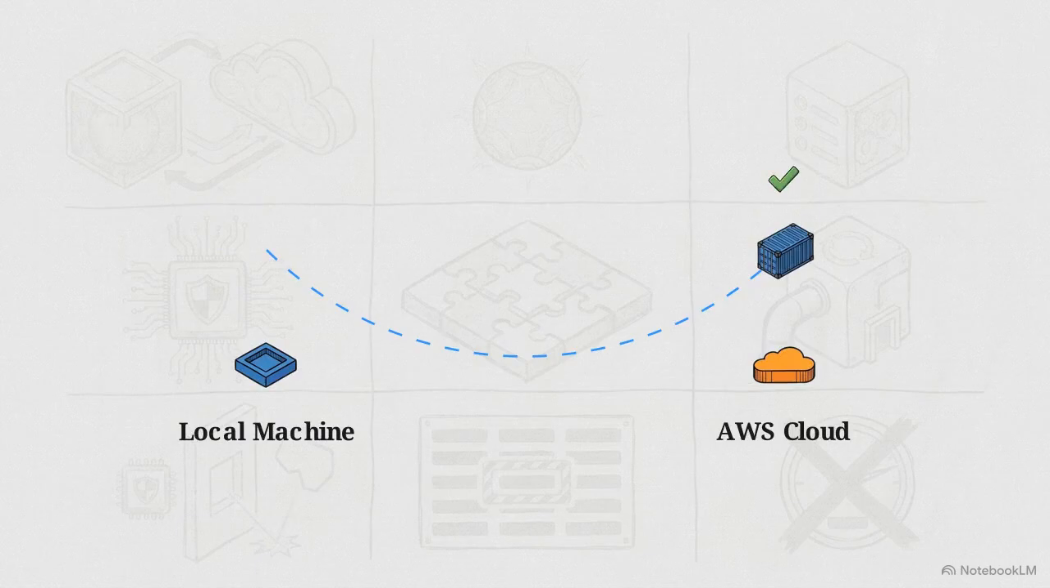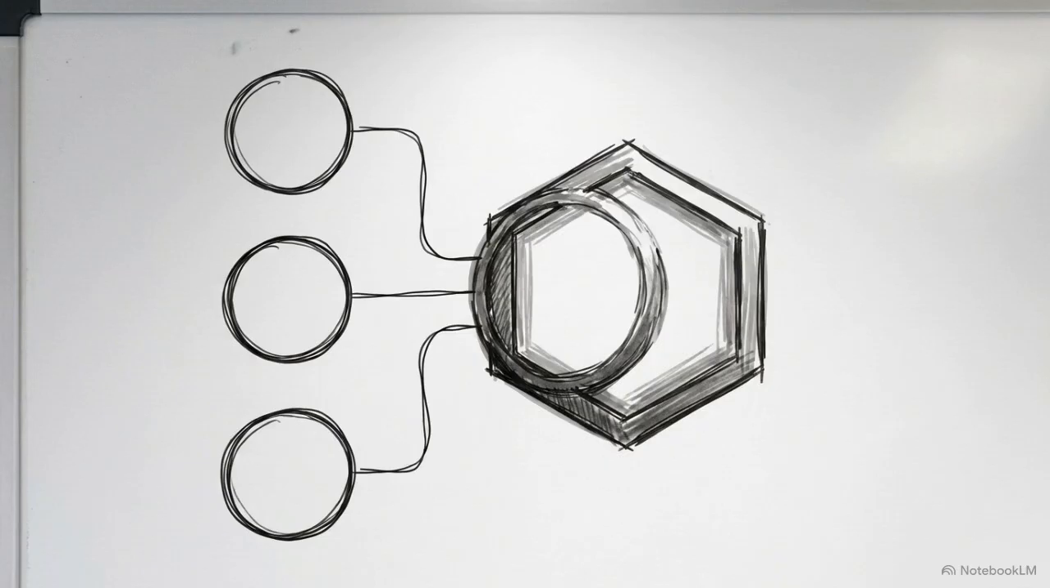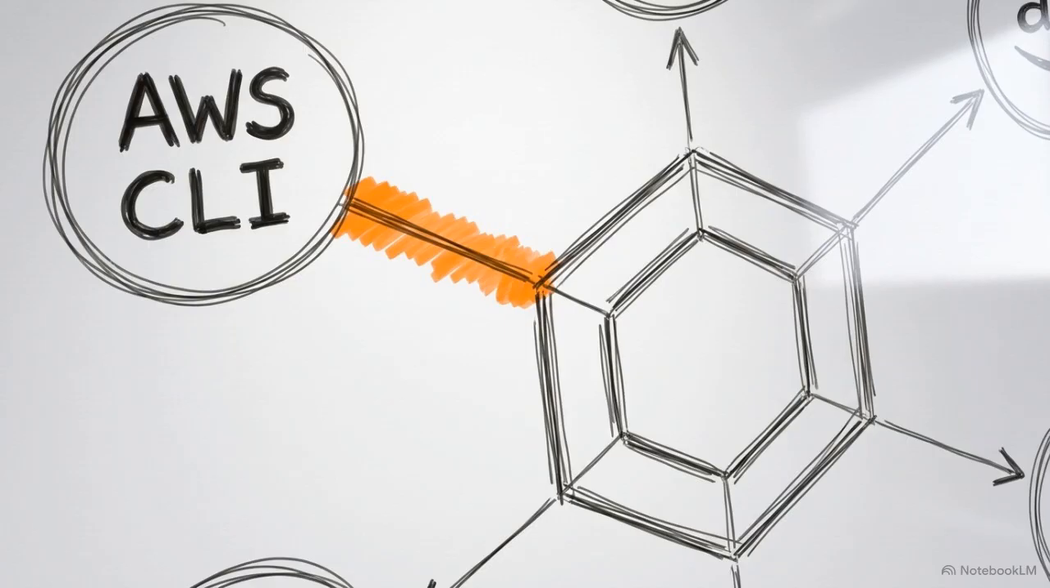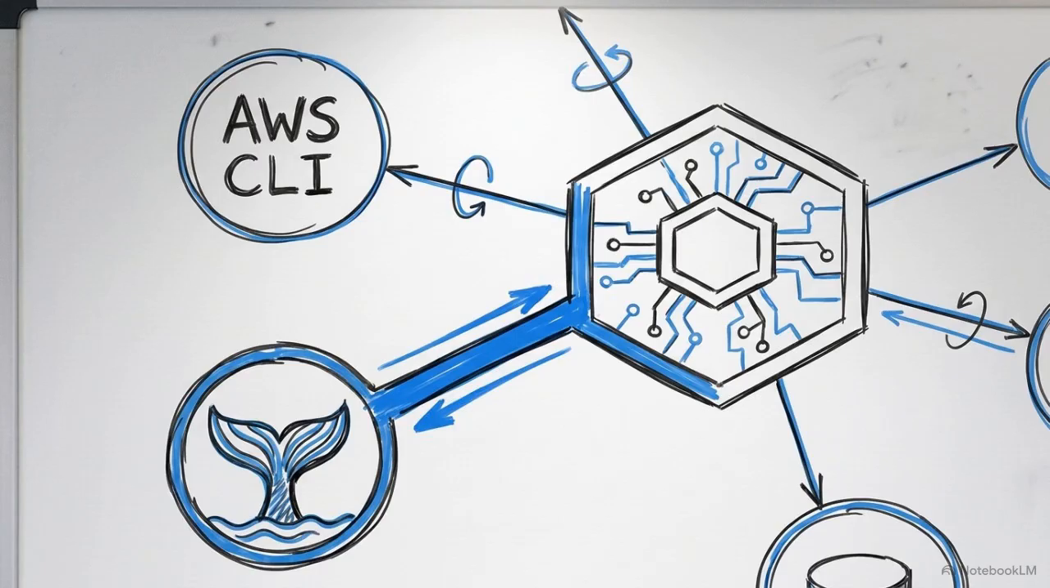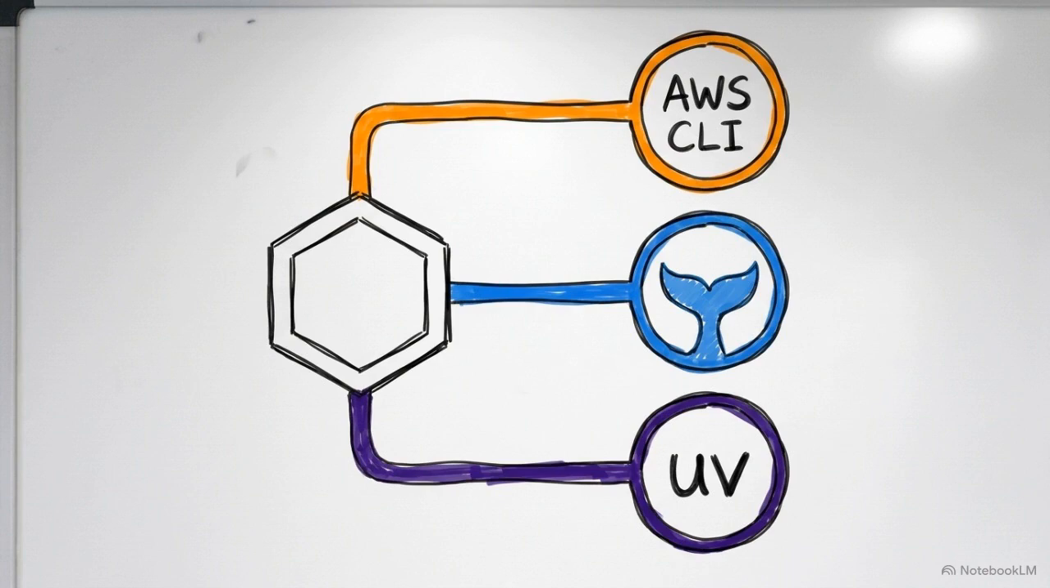it directly to AWS. To build this bridge to AWS, you need 3 tools installed locally: the AWS CLI for cloud access, Docker BuildX for multi-architecture compilation, and the Python Package Manager, UV.